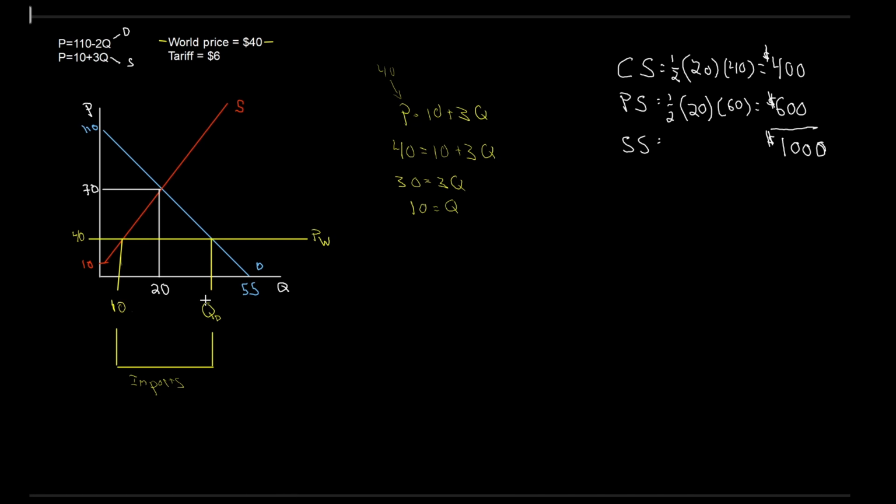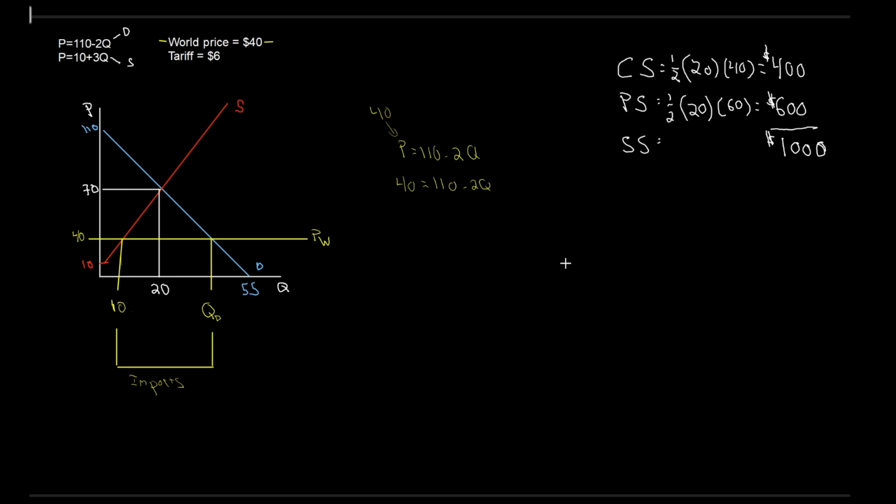Perfect. Now, how much is being demanded altogether? Well, we got the quantity supplied off of our supply function. We'll get the quantity demanded off of our demand function. So let's go through that. Invoking our demand, we have price equals 110 minus 2Q. Again, the price is known to be the world price of 40, so we update that. 40 equals 110 minus 2Q.